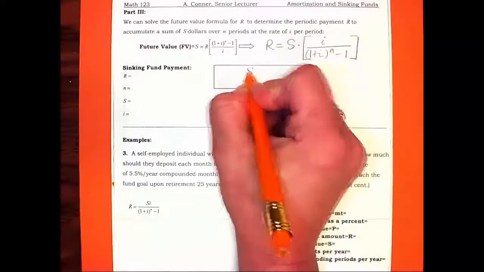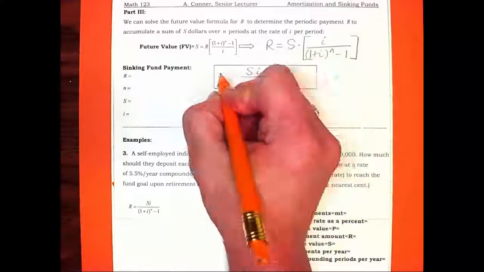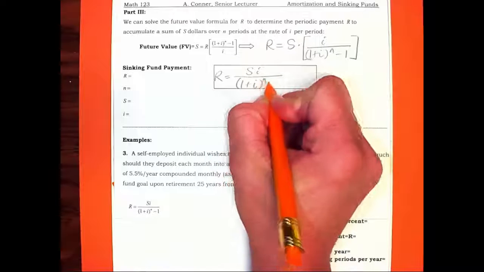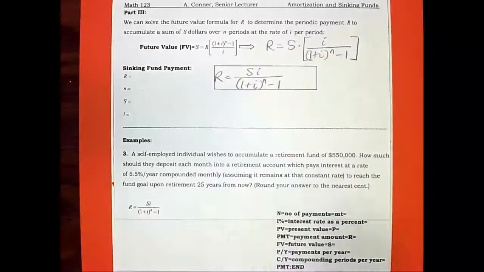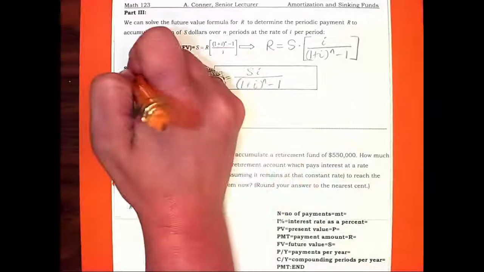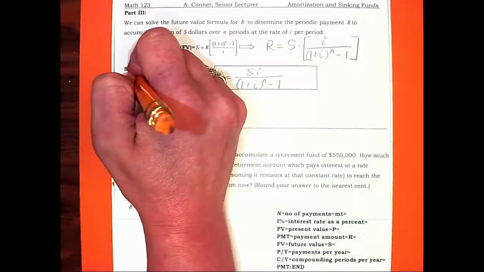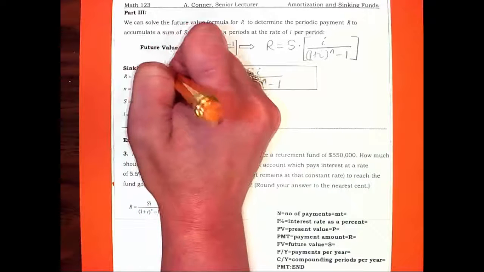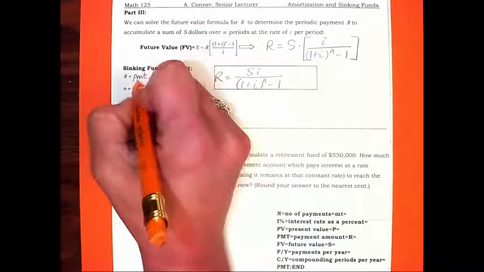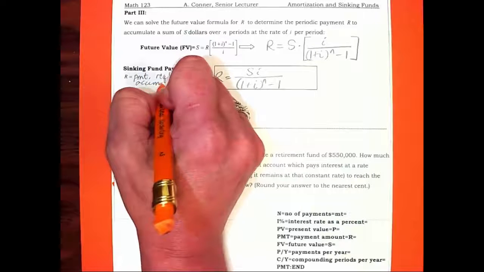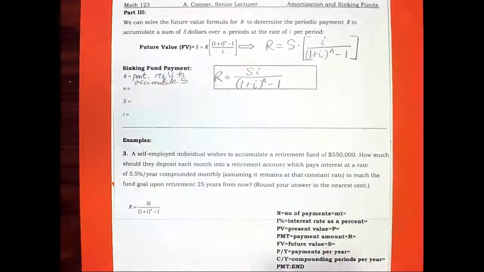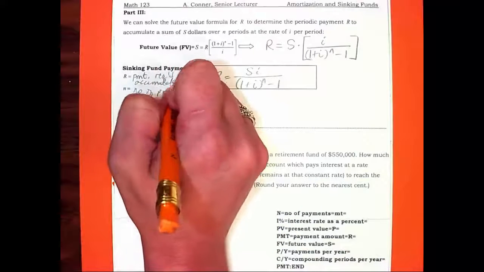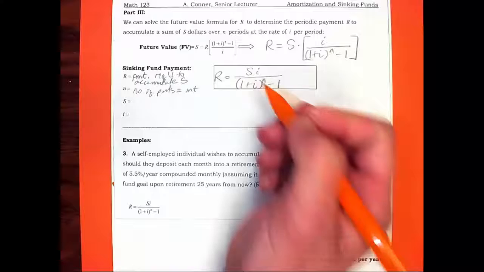Your book just puts these two together and has SI at the top. So R is equal to, and then it keeps this stuff on the bottom. So R, just like before, is the periodic payment required to accumulate S. And N is just that number of payments. So that's going to be your M times your T.